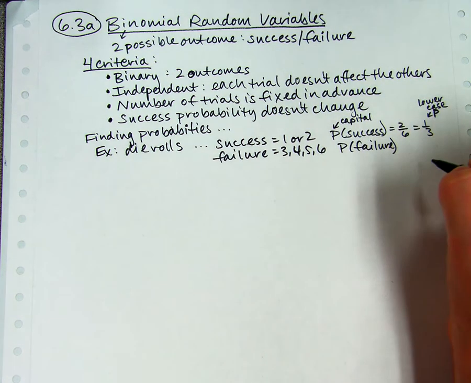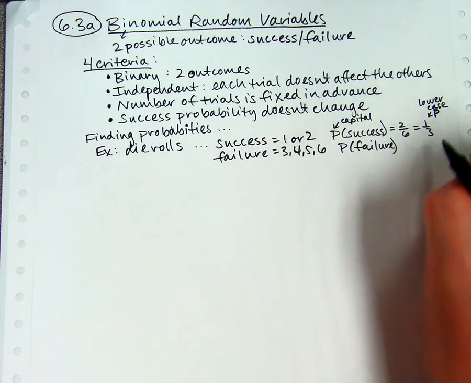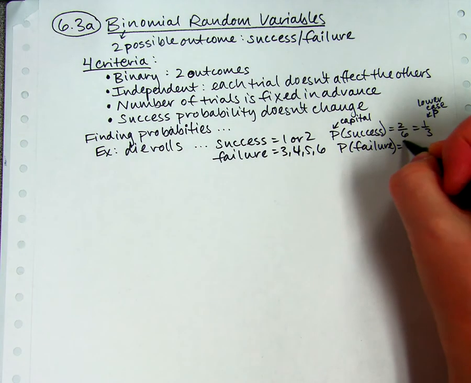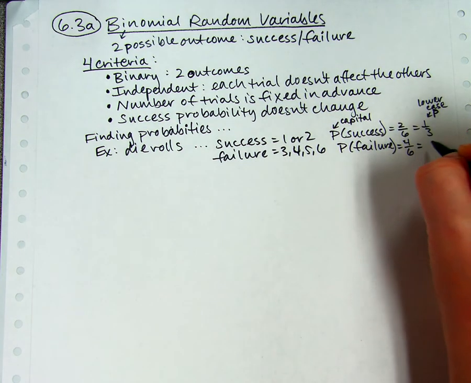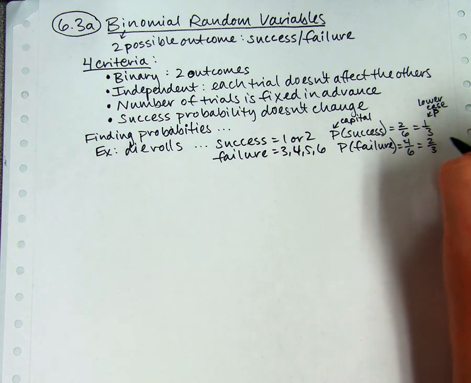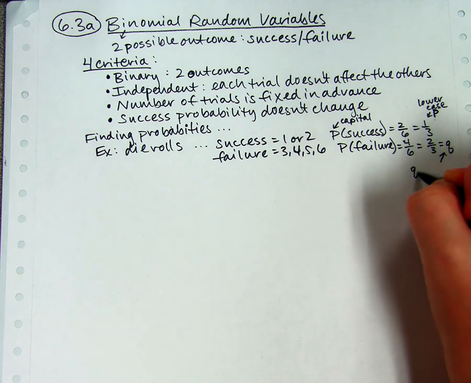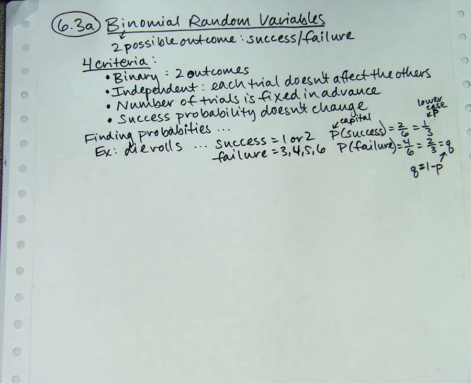I hope, is obvious to you. There are 4 chances out of 6 that you could not win whatever game this is that we're playing, and that reduces to 2/3. And the tradition is to call this one Q. So it's P and Q. And Q is always 1 minus P. It's the complement of P, or they add up to 100%.